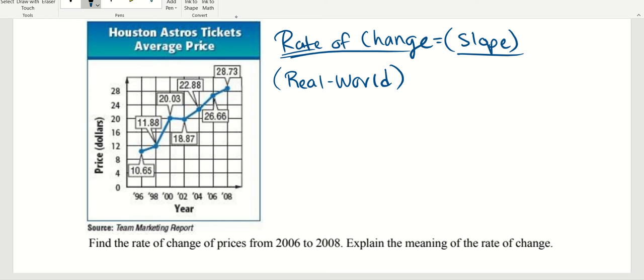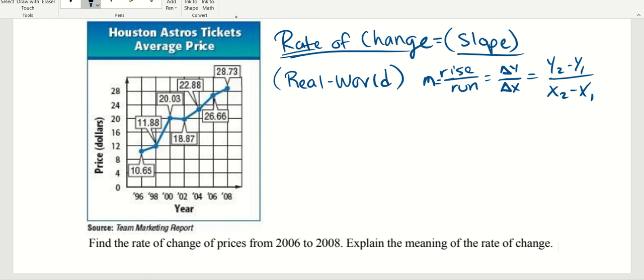It's still, like the previous video, finding your rise over run, your change of y over change of x, and your y2 minus y1 over x2 minus x1. So you just gotta pick a way to be able to calculate that slope.